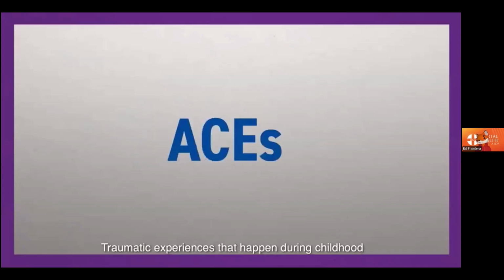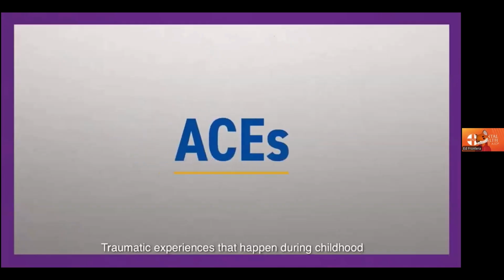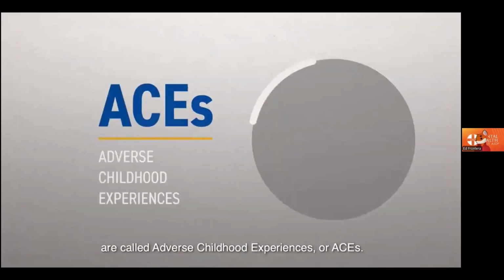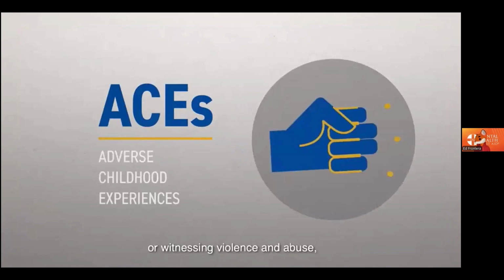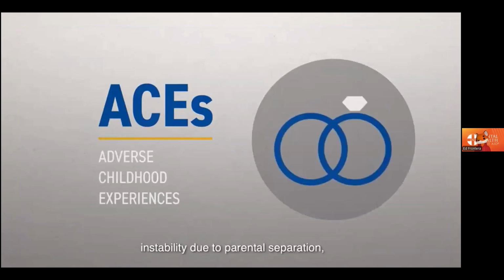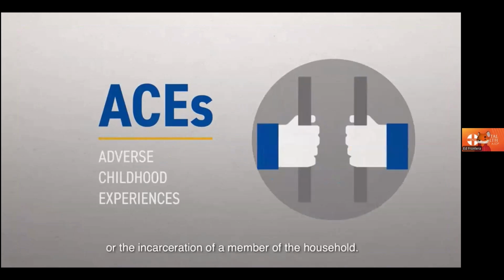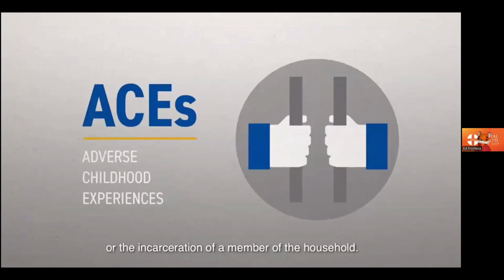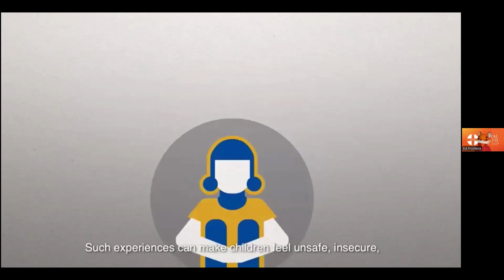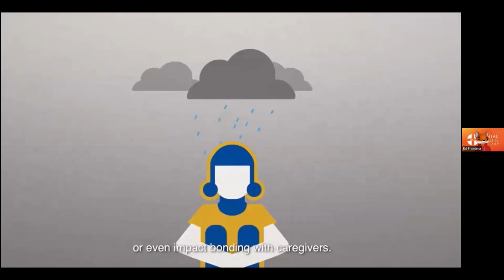Traumatic experiences that happen during childhood are called adverse childhood experiences, or ACEs. ACEs can include experiencing or witnessing violence and abuse, instability due to parental separation, or the incarceration of a member of the household. Such experiences can make children feel unsafe, insecure, or even impact bonding with caregivers.